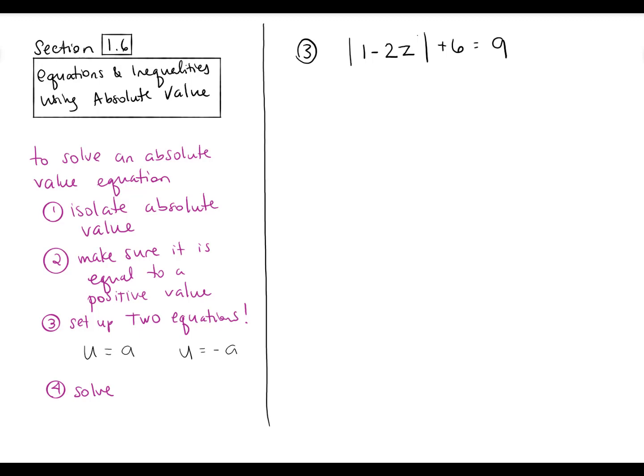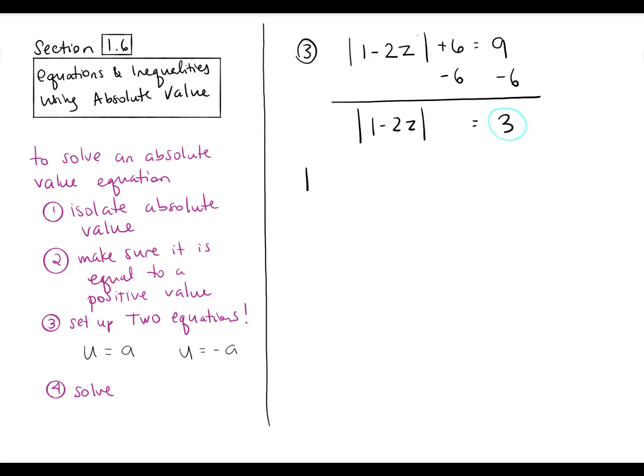So first we need to do step 1. It says isolate absolute value. So we're going to move this 6 away from the absolute value. Now that the absolute value is isolated, we need to make sure it's equal to a positive value. So that's just a visual check. Is this positive or not? Yes, it is. Great. Then I can go on to step 3, which says to write 2 separate equations.